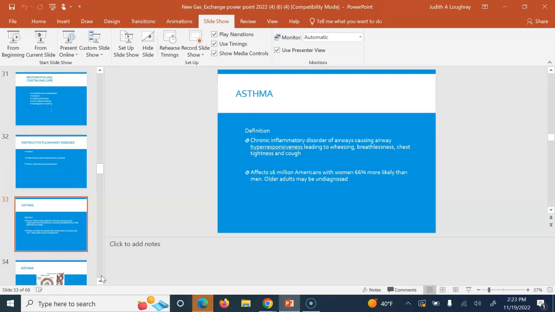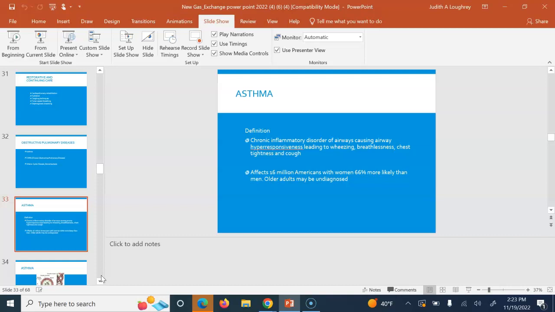The first one we're going to talk about is asthma. The definition of asthma is a chronic inflammatory disorder of airways causing airway hyperresponsiveness, leading to wheezing, breathlessness, chest tightness, and cough. Asthma affects about 16 million Americans, with 66% more women likely to have it than men.